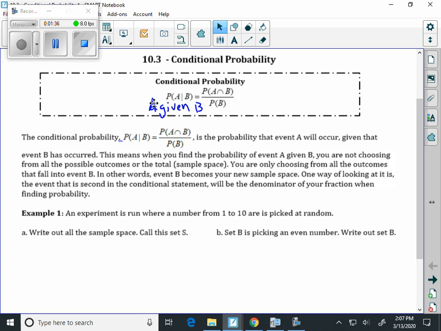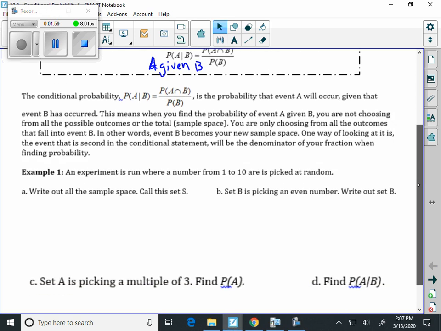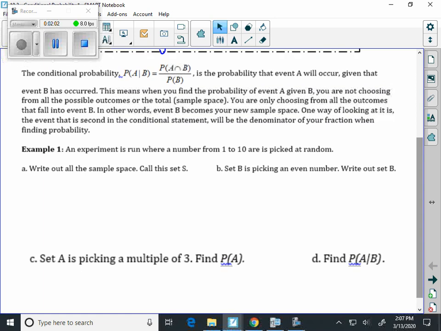So what's on the bottom is the sample space that we're really looking at. One way of looking at it is that the event that is second in the conditional statement, after the bar, in this case B, will be the denominator, the bottom of your fraction when finding probability. Again, that probably doesn't make sense until you see an example. So let's start like we always do by setting up the sample space. Our problem says an experiment is run where a number from 1 to 10 is picked at random.